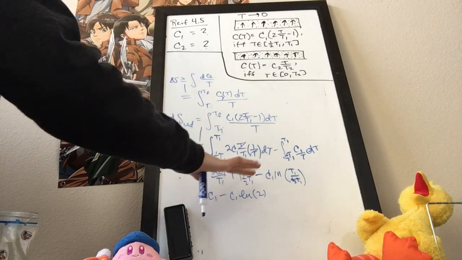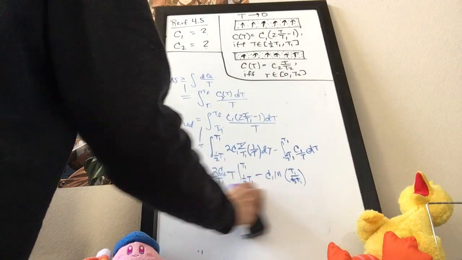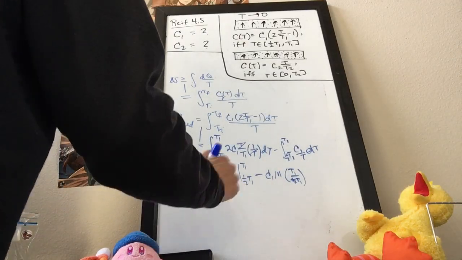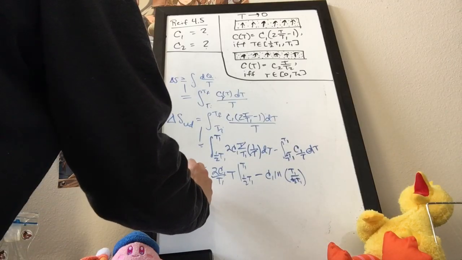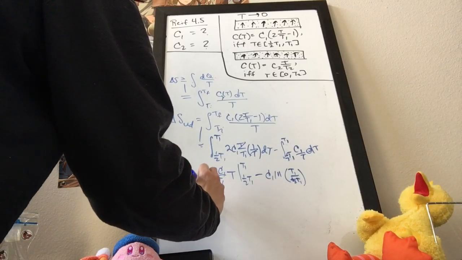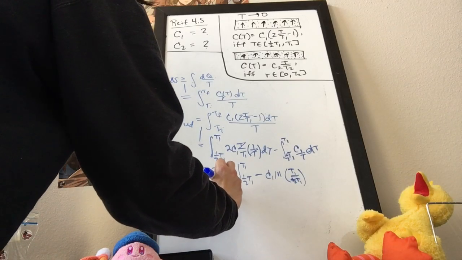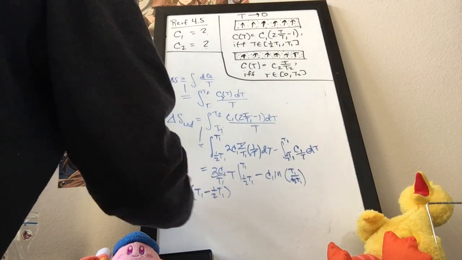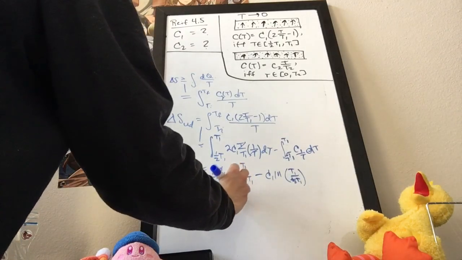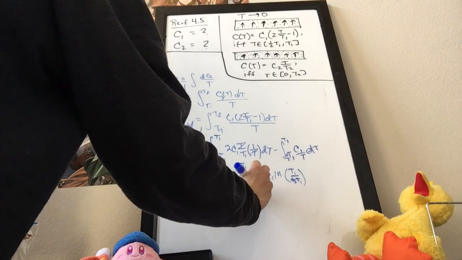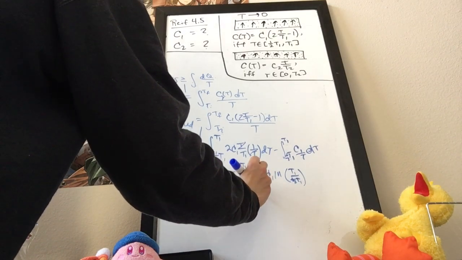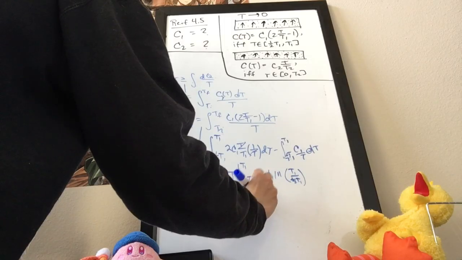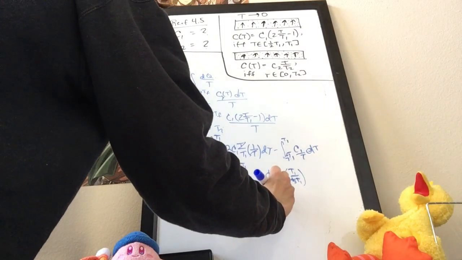Things cancel. Let's actually show this, I've got room on the board. So we get 2C1 over T1, T1 minus 1/2 T1 for the first bit. I'm not going to write an equal sign, I'm just going to write that there. So this becomes 2C1 over T1, 1/2 T1.